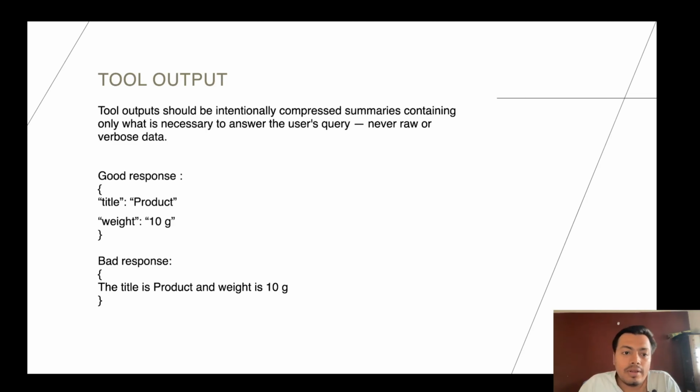The next thing is tool output. It should not be very detailed. Sometimes you do a web call, and from the web call we get a detailed answer. No, we only want the things which are important to us in our context window. For example, a good response can be that the title is product and weight is 10 gram, rather than a very detailed answer. This is something which is in our control. Our tool call is going, and we can control its response and then let it go into our context window. We can perform some pre-processing operation there.